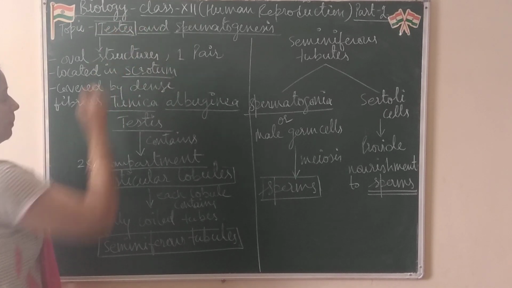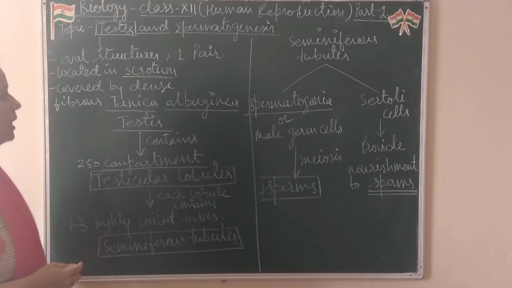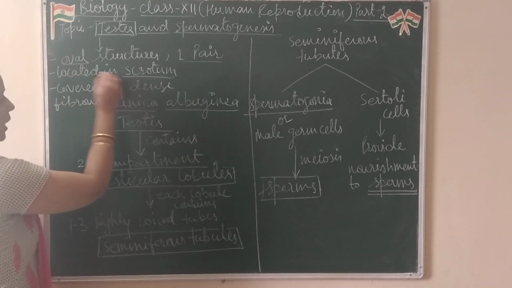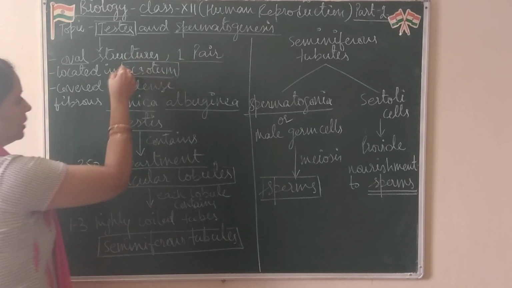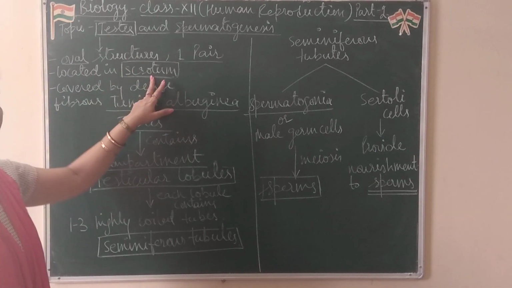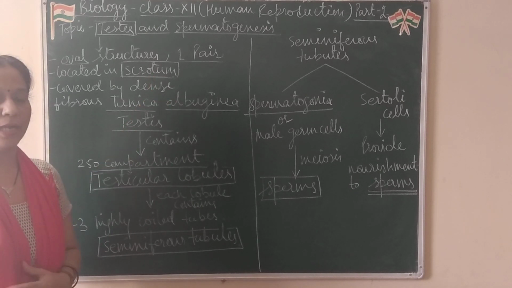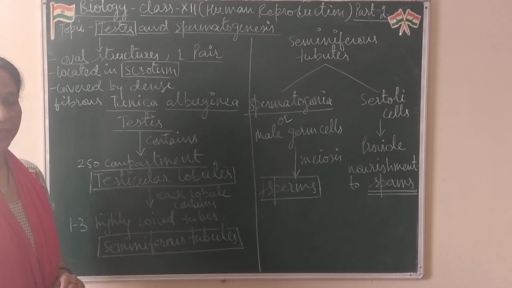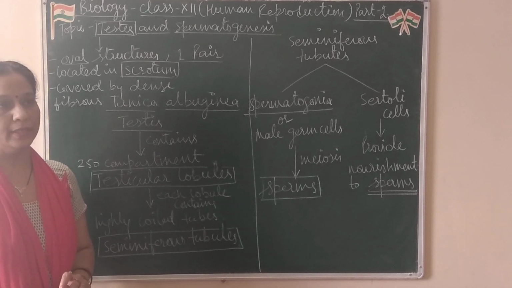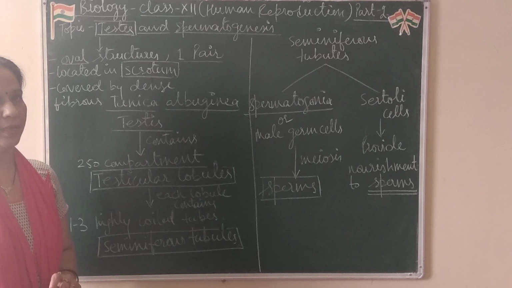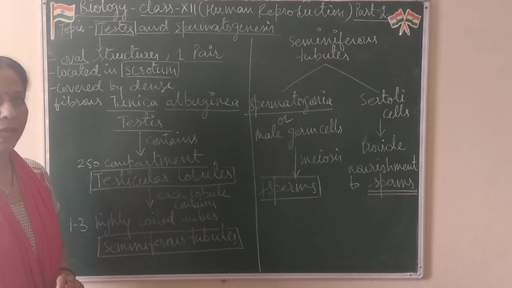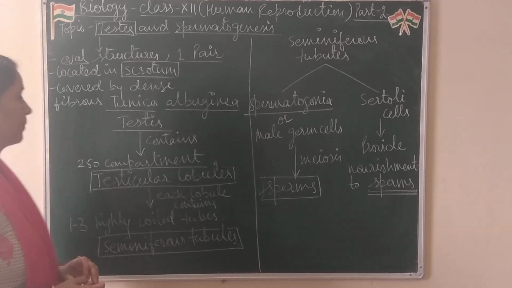Testes are the primary male reproductive organs. They are oval in structure. They are one pair and they are located in the scrotum. We studied in the last video that the scrotum is a skin pouch, an extra abdominal structure, and it maintains a temperature 2 to 2.5 degrees Celsius lower than the internal body temperature in the testes, so that spermatogenesis can take place. That means it is necessary for the process of spermatogenesis.